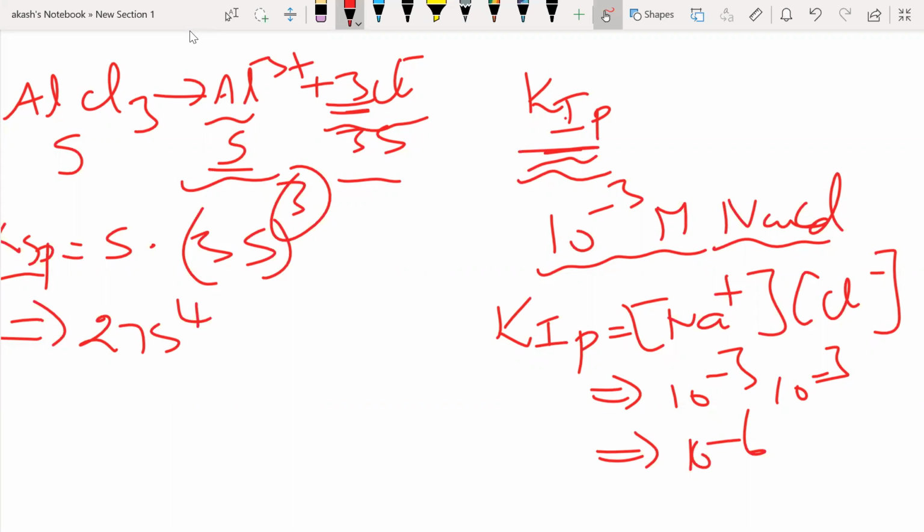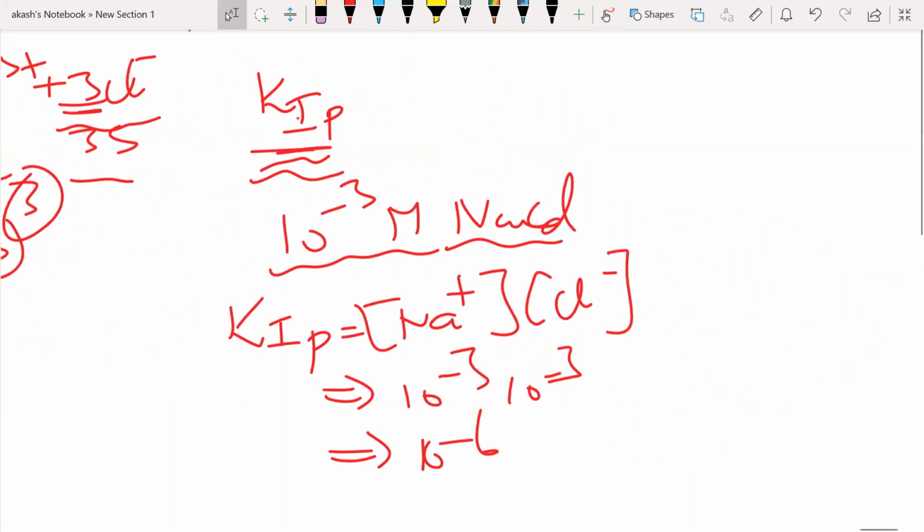Very simple. You don't have to do much. Whatever the concentration of salt you have, you just do the stoichiometry and put in the ionic product. Again, if you have MgCl2 and so on, you have to put the square, obviously.